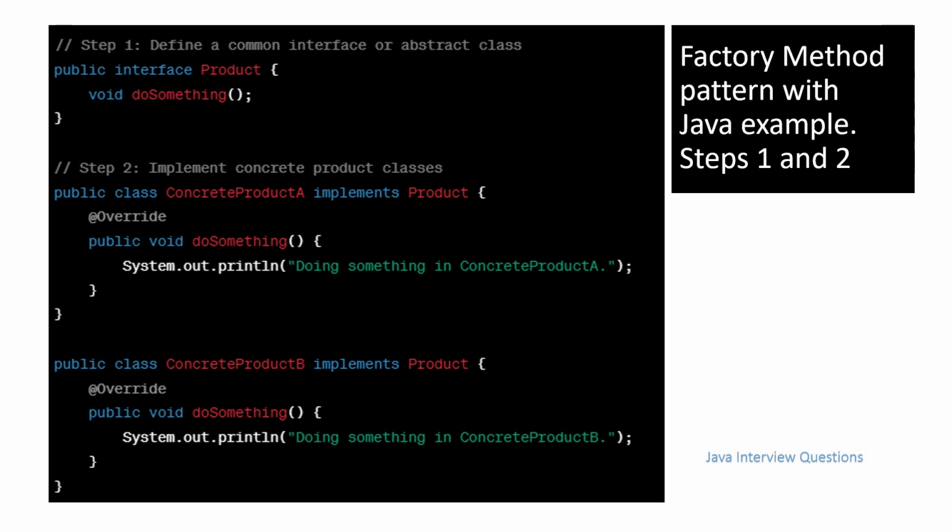Here is a Java example where all the 4 steps are used to create the factory method pattern. Give yourself a few seconds to read the code.